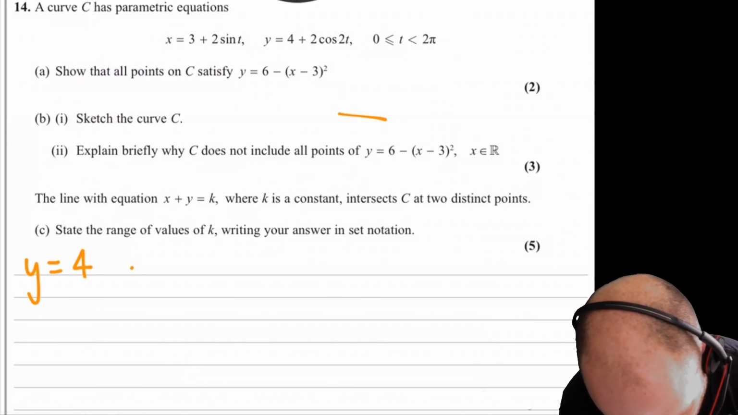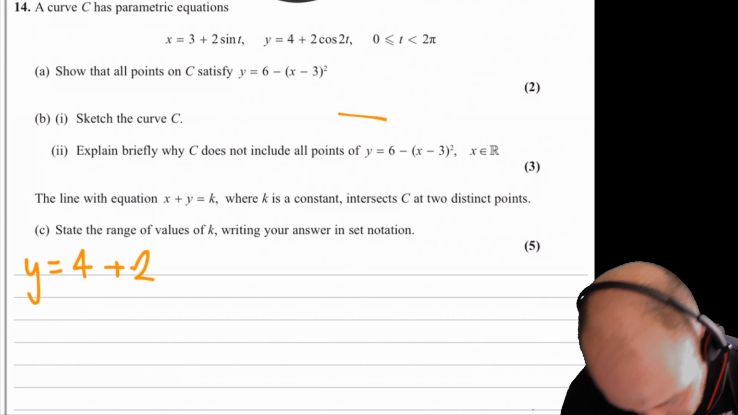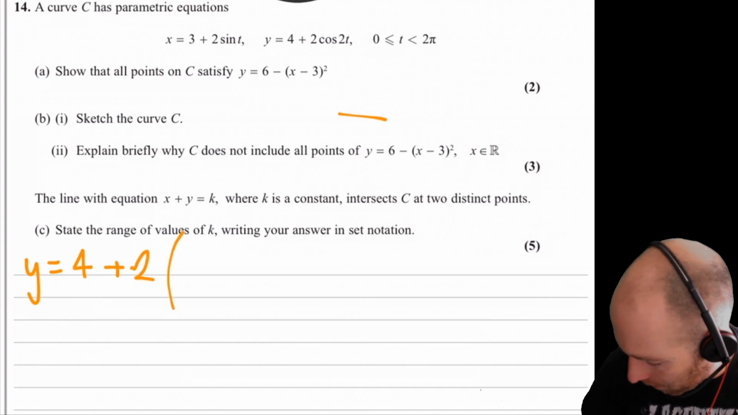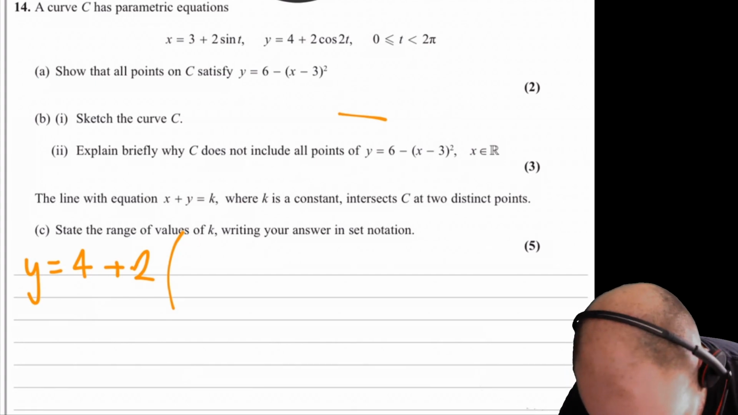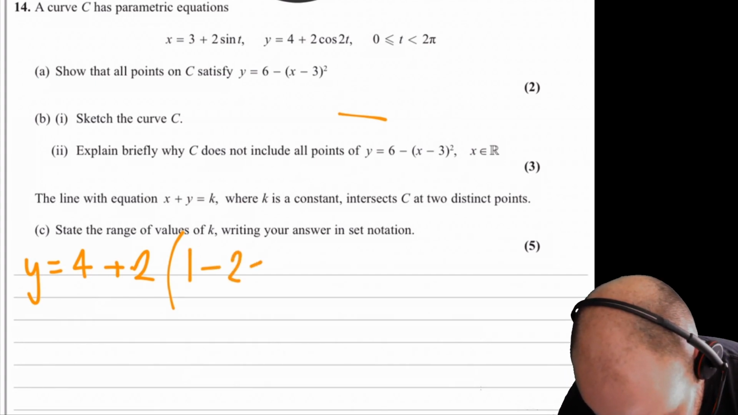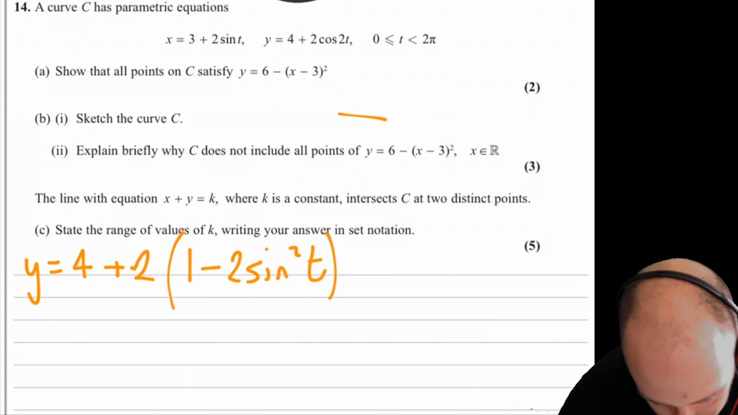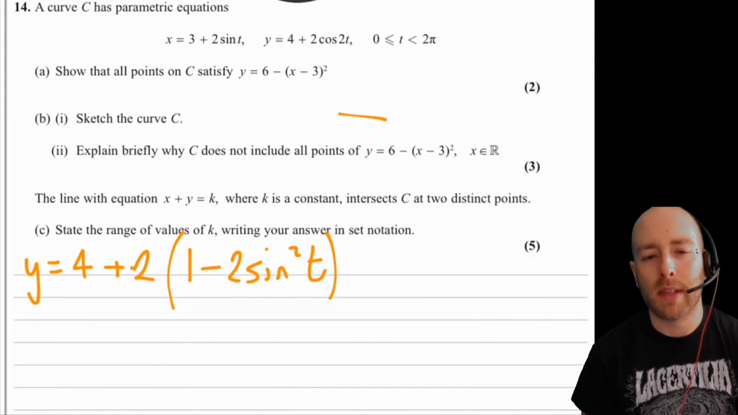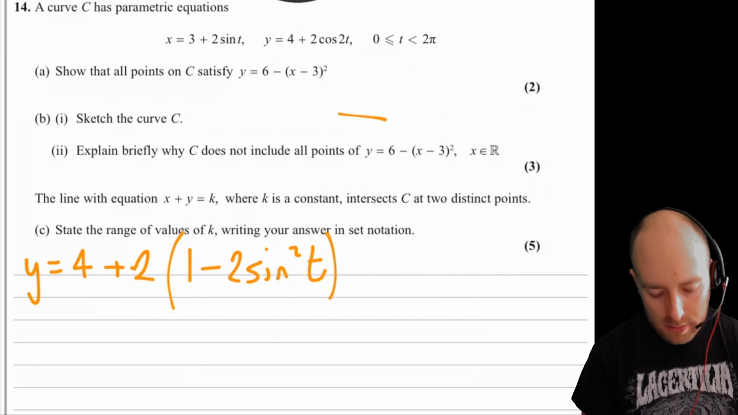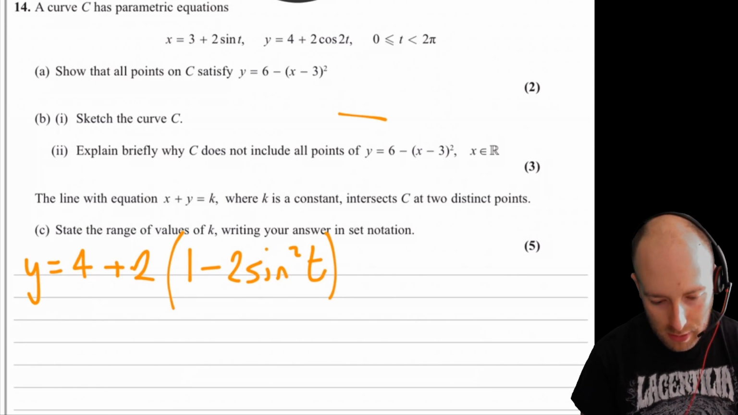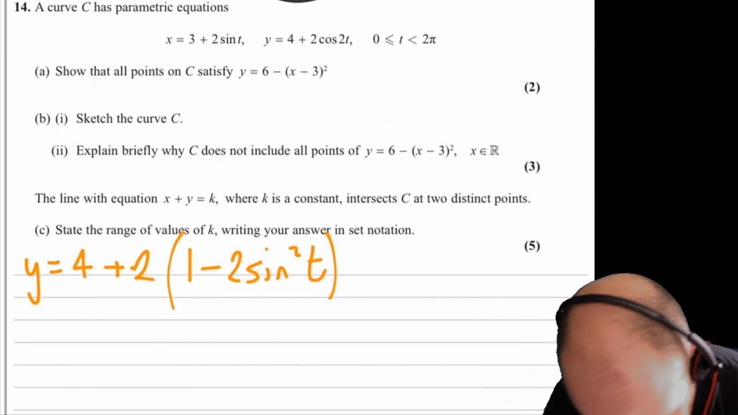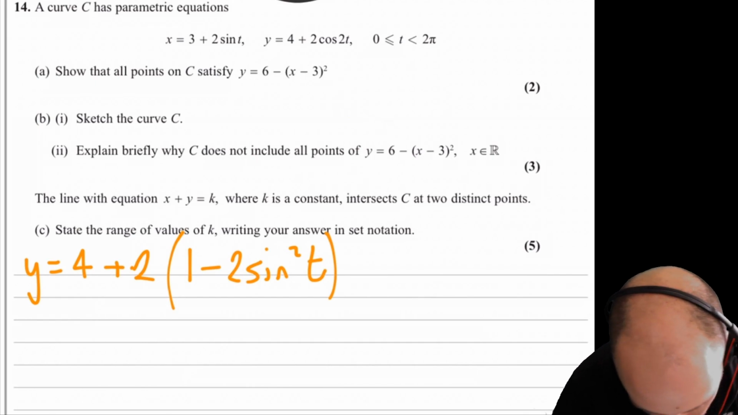y equals 4 plus 2, and then the cos double angle is going to be 1 minus 2 sine squared t. That is, isn't it? Yes. Been a while actually. Yeah, I think that's it. Cool.